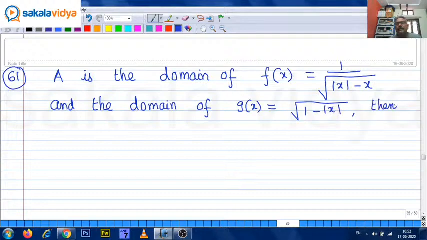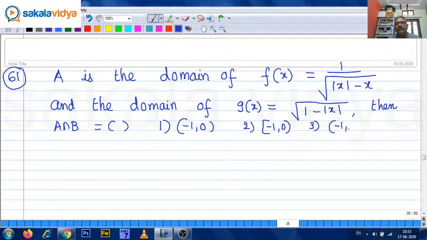Then A intersection B. We are asked for A intersection B, the intersection of the domain of the first function and the domain of the second function. First option: open minus 1 comma 0. Second option: closed minus 1 comma 0 open. Third: minus 1 comma 1. Fourth: closed minus 1 comma 1. Right. So let us find out the domain of f of x and g of x.